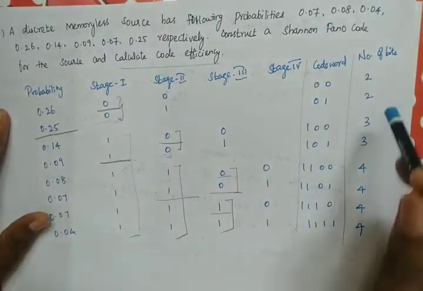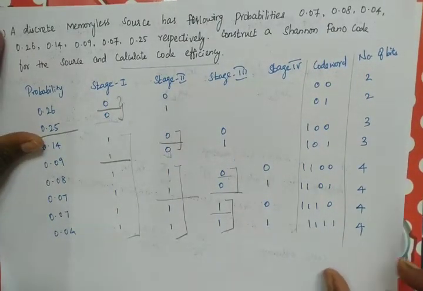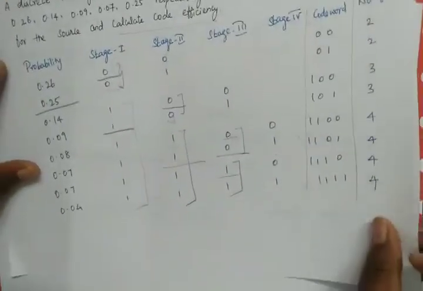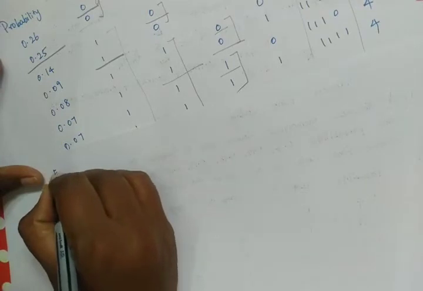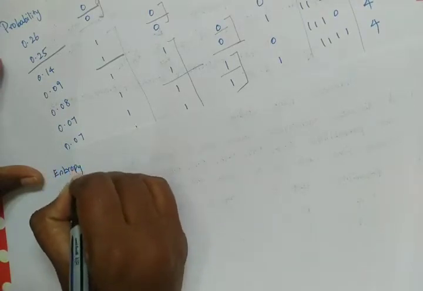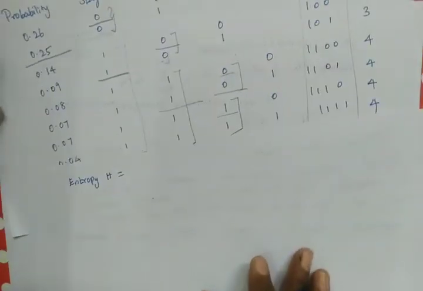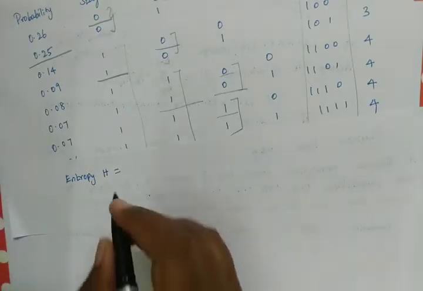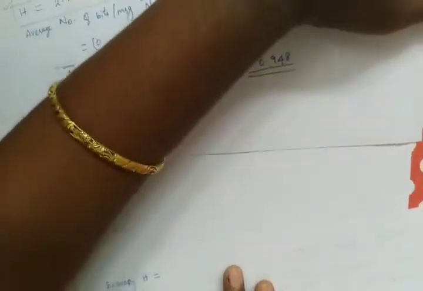Now we have to write the code word and number of bits. And what is the next step? Next step is we have to find the entropy H. Now, we cannot find it here. We have to find entropy. So as in the previous problem, same, entropy H. The remaining everything will be like the previous problem. So now refer to your previous problem. What we have written? Entropy H is equal to.